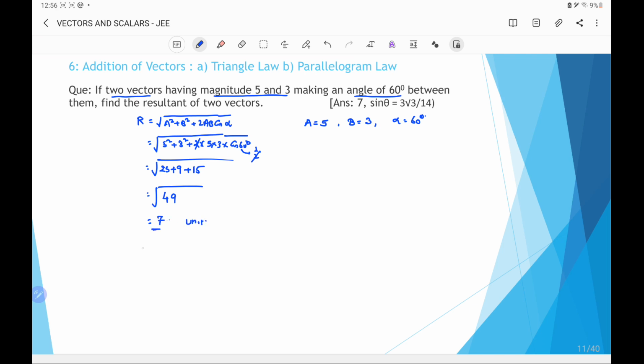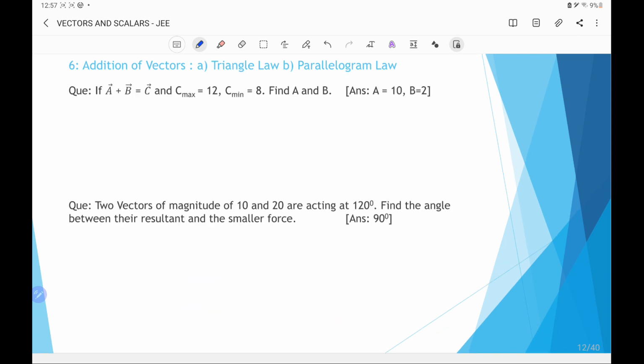The direction of the resultant vector R is given by sine theta, where theta is the angle between the resultant vector R and the vector A, and it is given as B sine alpha divided by R. Here B is given as 3, alpha is 60 degree, and R we have calculated 7. Substituting the values we will have 3 into root 3 by 2, this is the value of sine 60, divided by 7, hence this will be equal to 3 root 3 by 14. This is the answer.